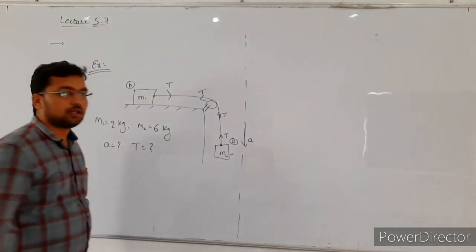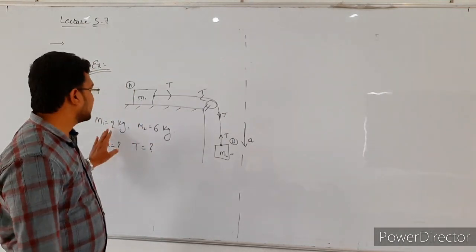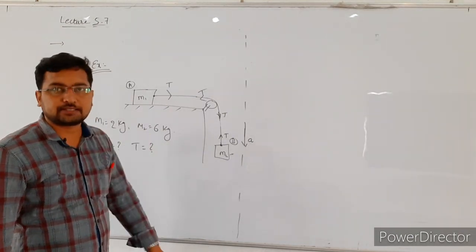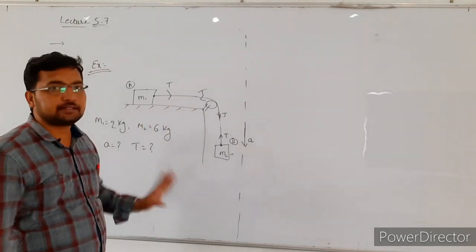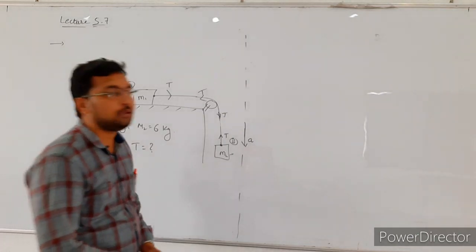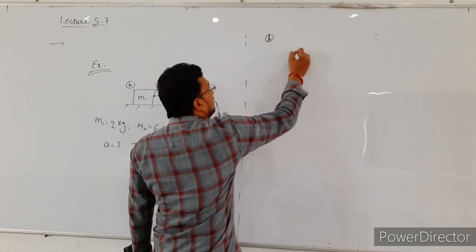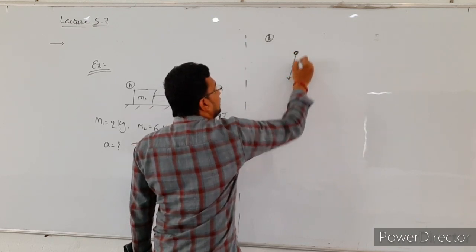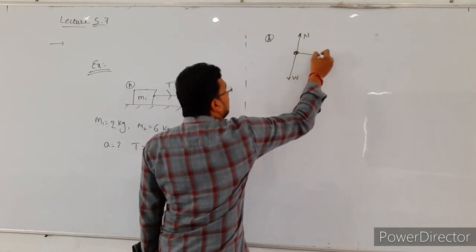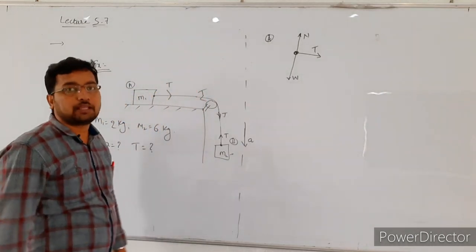See, in this problem, the mass of the first body is given, the mass of the second body is given. The mass of the first body is 2 kg, the mass of the second body is 6 kg. Then find out the acceleration of the system and tension inside the string. Okay, first we have to draw the free body diagram for body A and body B. For body A, consider this is a point object. Here the weight of the body is acting in the downward direction and the normal reaction is acting in the upward direction. Next, this is the direction of tension. So this is the free body diagram of body A.